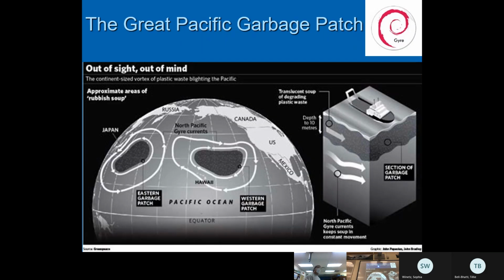So here's a map showing the Great Pacific Garbage Patch, actually two of them. And what happens is there are these currents that spiral around. This is called a gyre. So where the current spirals around, it drops off the garbage there, and it tends to build up over time. Now, it doesn't extend all the way to the bottom. This is all floating garbage, right?